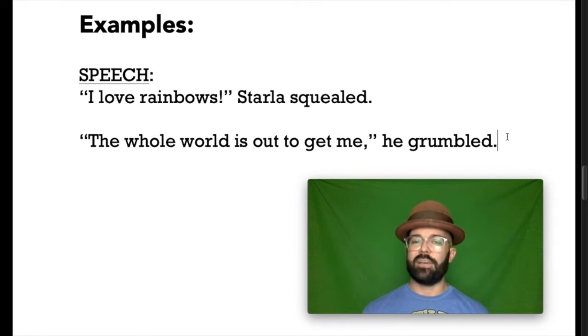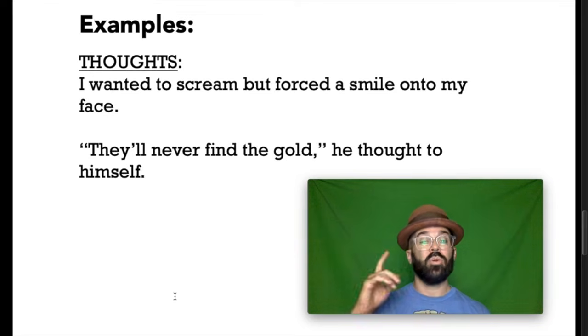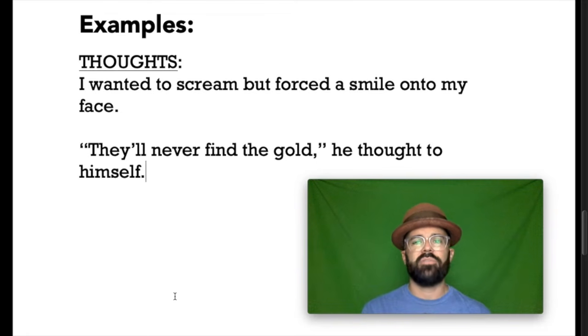Or in the second example, "The whole world is out to get me," he grumbled. Once again, through this dialogue, through this speech, we learn a little something about this character. This character seems like maybe a little paranoid, perhaps, certainly unhappy. Indirect characterization through speech. Next up, indirect characterization through thoughts. "I wanted to scream but forced a smile onto my face." This is a first-person narrator, and we know what the character is thinking. That thought tells us what's going on for that character. We are indirectly informed about something that's going on for this person.